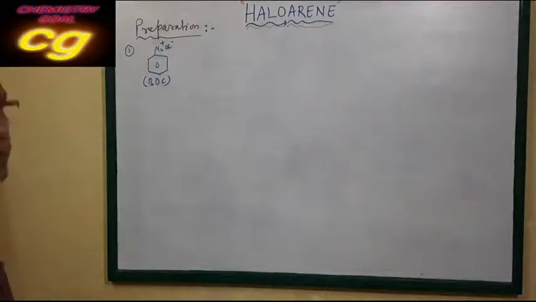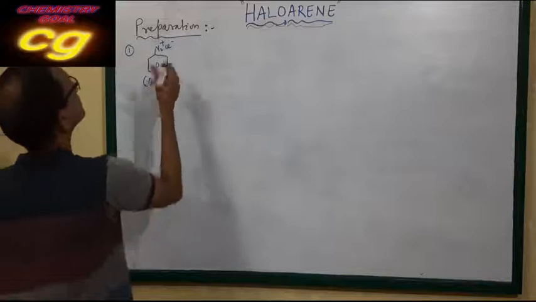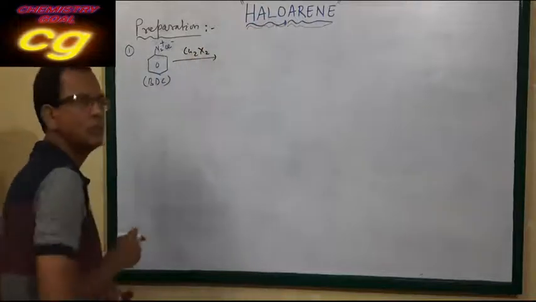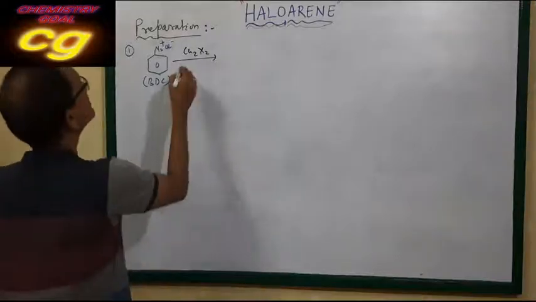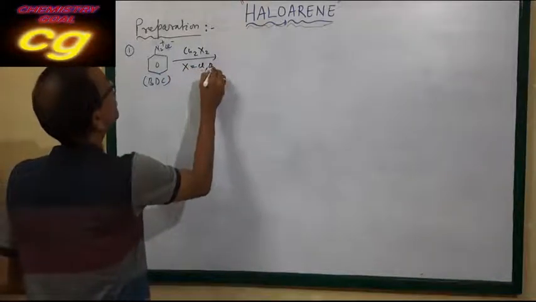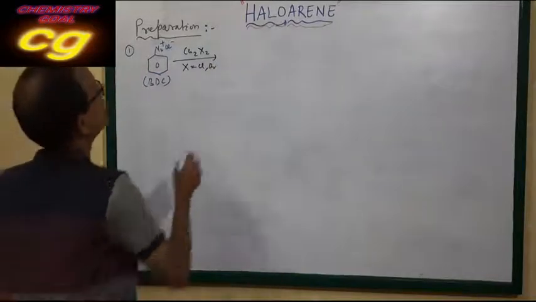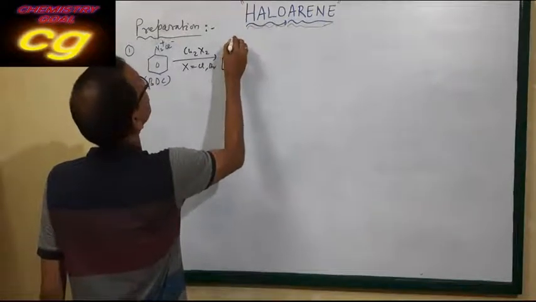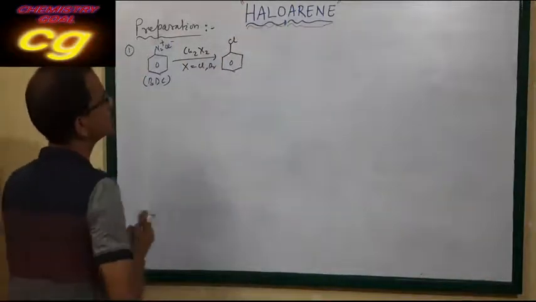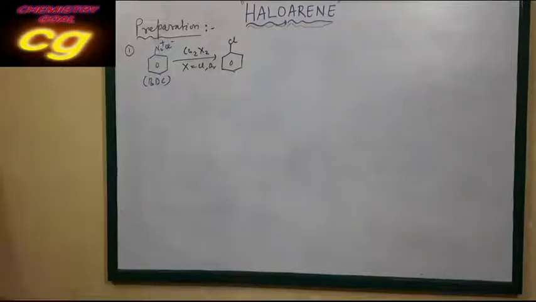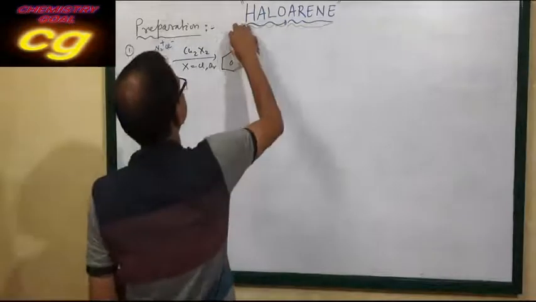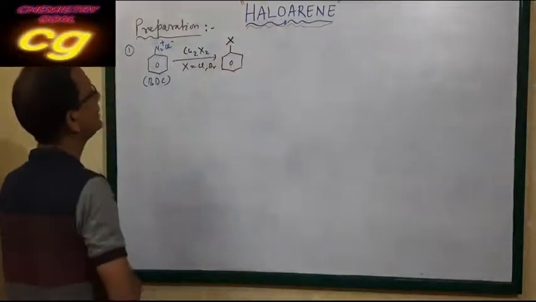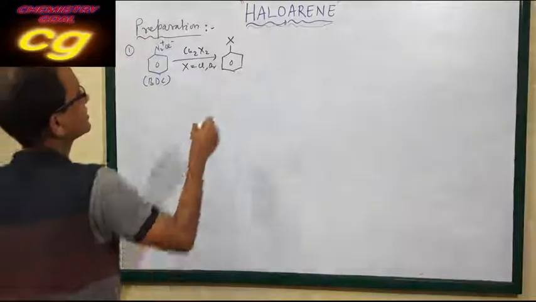If you take benzene diazonium chloride and react it with cuprous halides, where X indicates chlorine or bromine, then you will get haloarene. Suppose you take chlorine, that will be CuCl. In the form of X we can write that, that is haloarene. The main product is haloarene, and the side product is N2.